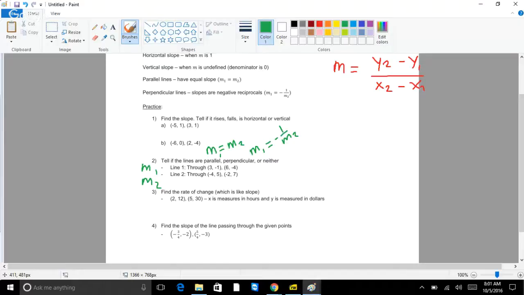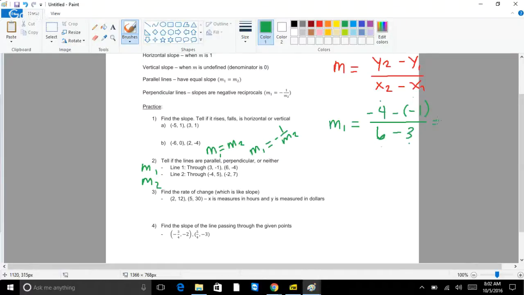The tool that we need to figure this out is just our slope equation. So what we're going to say is, the slope of line 1 is going to be my change in y's divided by my change in x's. And just a reminder, make sure that your points are lining up with each other. I have -4 and 6, those are lining up with each other, right? And I have -1 and 3, and those are lining up with each other.